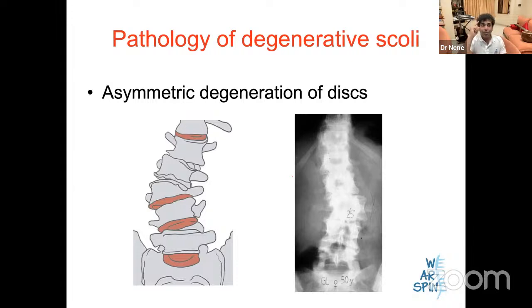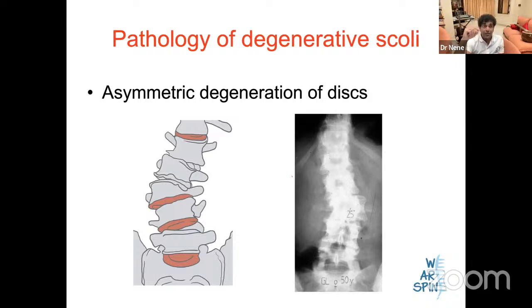So it's that same process that I showed you in the first slide, where the disc is gradually degenerating. But here the degeneration is asymmetrical for an unknown reason. And that self-propagates and causes that angle to go from 1 degree to 2 degrees, because the center of gravity is gradually shifting. And it starts at one level, but then proceeds to three and four levels.